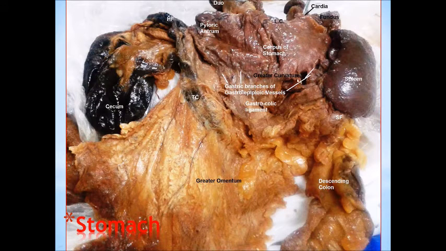These are the gastroepiploic arteries. We have one gastroepiploic artery running from left to right, that's the left gastroepiploic artery, and one running from right to left, that is the right gastroepiploic artery. The left GE artery is a branch of the splenic artery, the right one is a branch of the gastroduodenal artery, and as they run along the folds of the gastrocolic ligament, they give off numerous gastric branches to the greater omentum, and we can see all of them here. So this is about the stomach here.